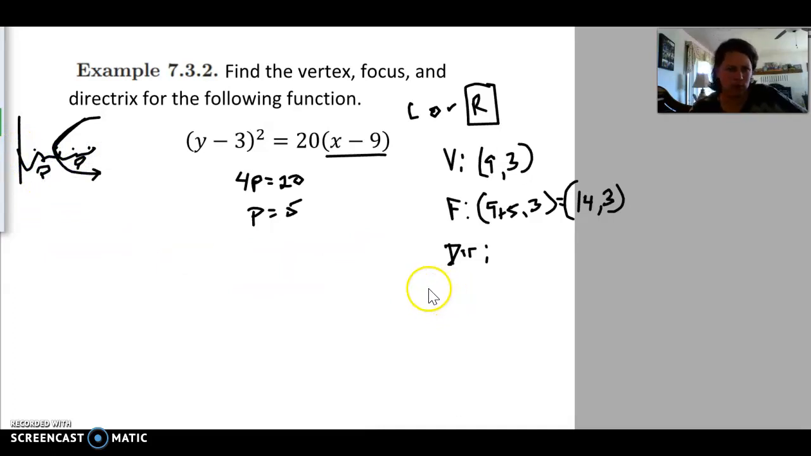Okay, so we need to go a distance of p to the left, and this is going to be an x equals equation. So we have x equals 9 minus 5 this time, because we want to go to the left of 9, which would then be x equals 4 as our directrix. And those are the three things that we need to find for that.